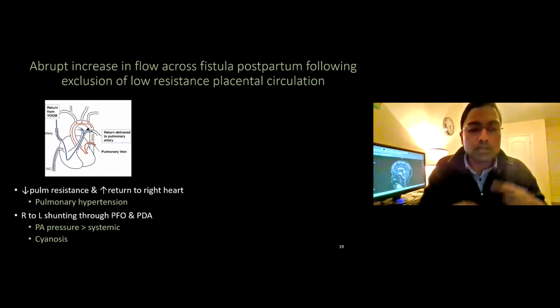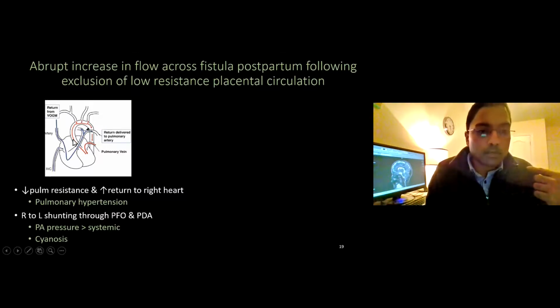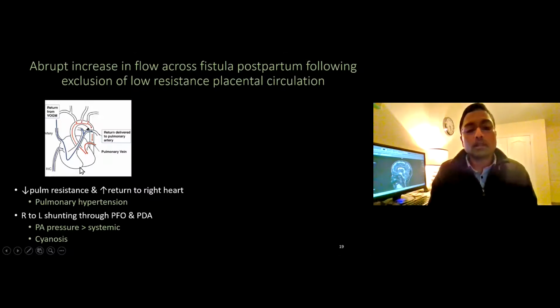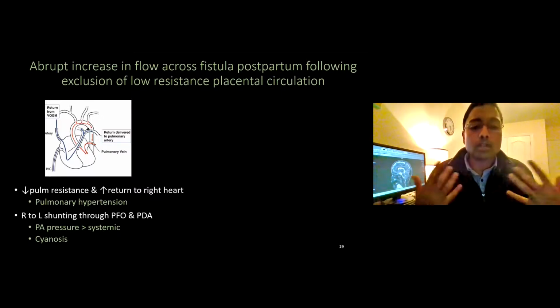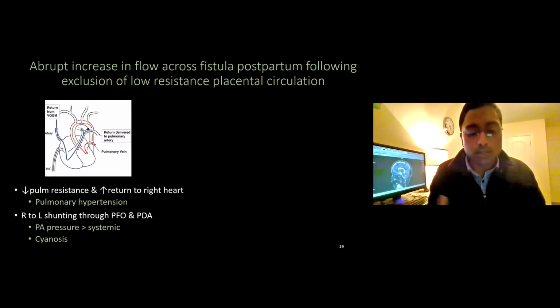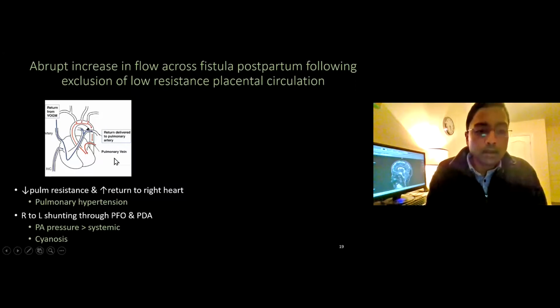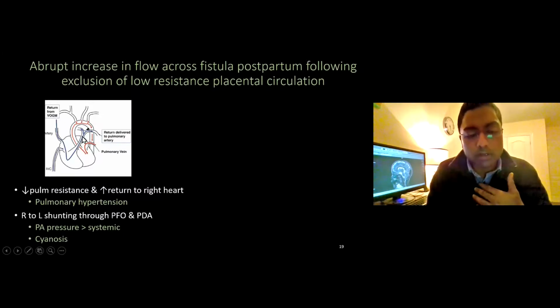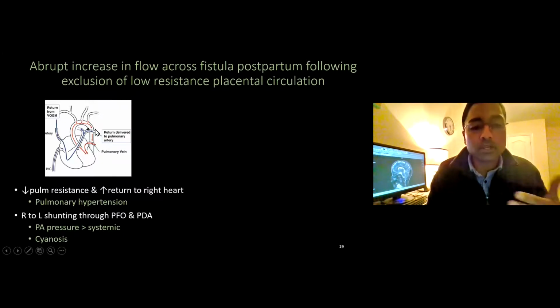And then you set up this loop where all the blood goes out into the shunt and then back into the right heart. And then you get this increased preload to the right heart, you get pulmonary hypertension, edema to the lungs. And if there is a PFO and PDA, that allows the pulmonary artery to shunt out in a right to left fashion. And then over time, these children can also develop cyanosis.